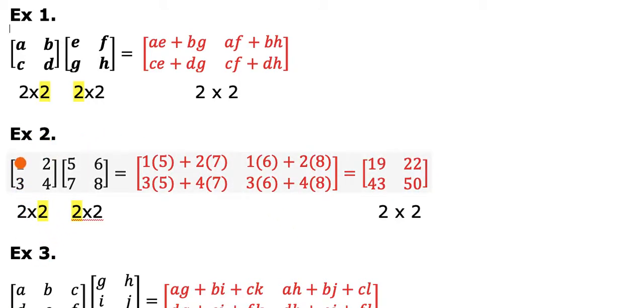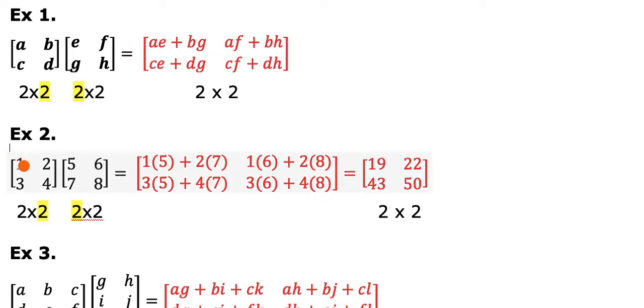So starting off, we're going to have our first row times the first column, which will be 1 times 5 plus 2 times 7. And we can show this intermediate step when solving with actual values, or we can just enter these values into a calculator and write the result. So we know that it's a 2 by 2 and a 2 by 2 matrix. Matrix multiplication is possible because the inner dimensions are the same, and the outer dimensions tell us that we will have a 2 by 2 matrix.